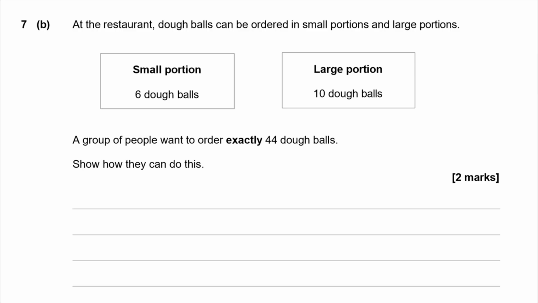Okay, well, I think we need to start with the 6s and keep adding them together until we get a unit of 4 on the end, and then we can just add the 10s on afterwards. So if you think about the 6 times table, you get 6, that doesn't end in a 4, 12, which doesn't end in a 4, 18, which doesn't end in a 4, 24 that ends in a 4. So if I do 4 lots of the small portion, that's going to give me 24 dough balls. Then I can just add on 2 of the large ones, can't I? So that's going to give me another 20. So in total, I'm going to get 44.